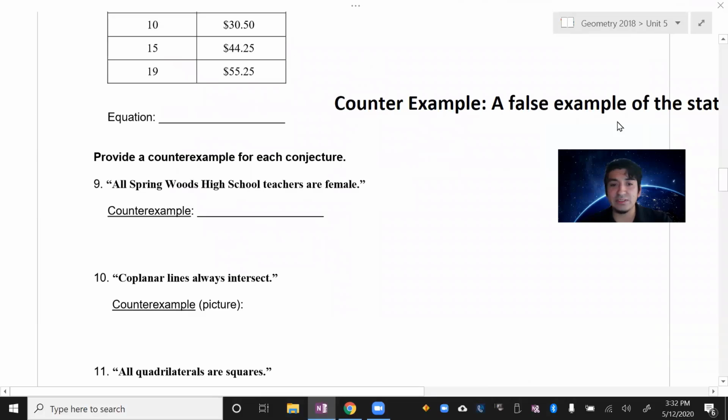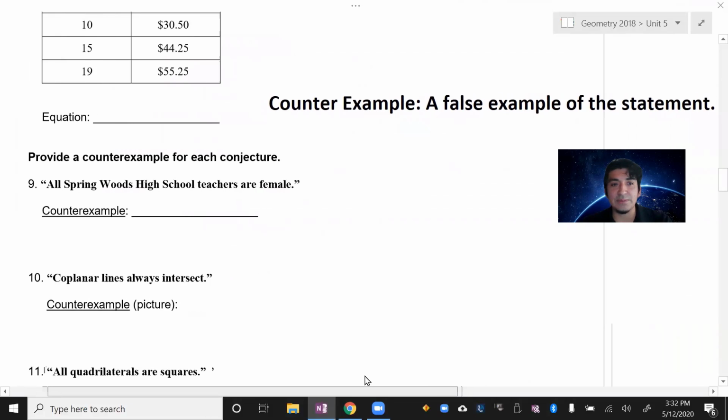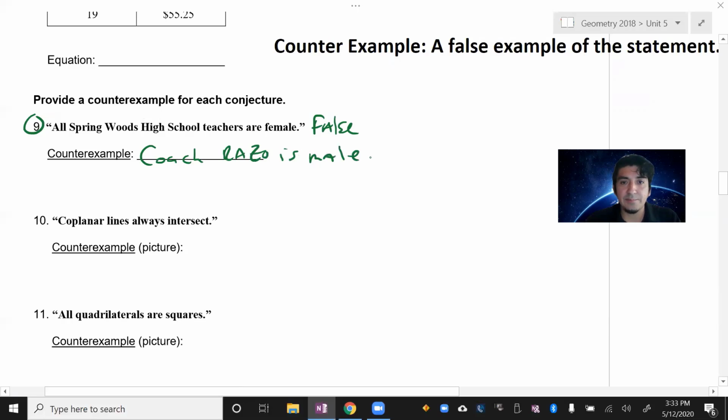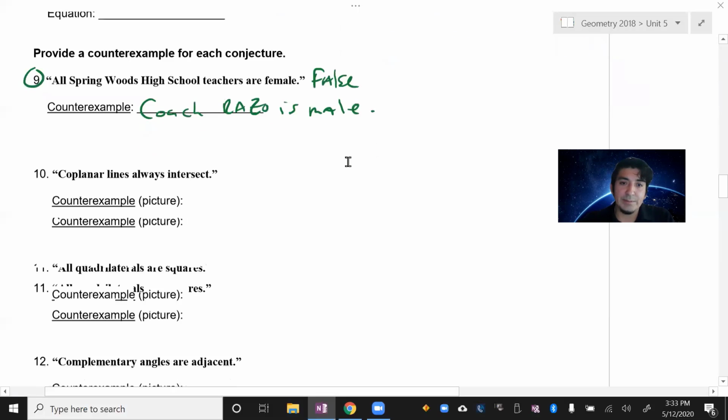so a counterexample is ideally just a false example of the statement that you're given. So for number nine, all Springwoods High School's teachers are female. That would be considered false because I am male. So Coach Razzo is male. Okay, and then you can use other examples along the way there. Just come up with an example when it will be false.